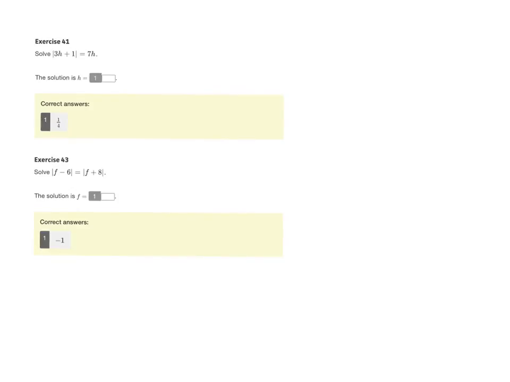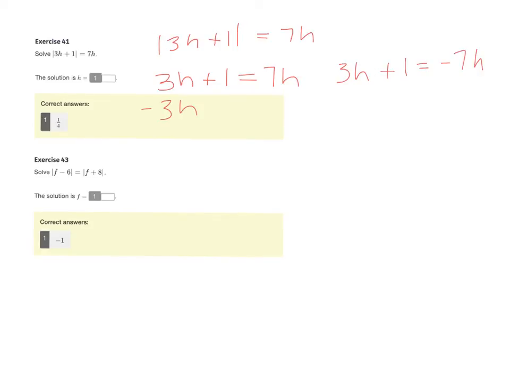Problem number 41, I'm going to have the absolute value of 3h plus 1 is equal to 7h. So I'm going to have 3h plus 1 is equal to 7h, and I'm going to have 3h plus 1 is equal to the opposite of 7h, which is negative 7h. Now what I'm going to do is minus 3h on both sides here. That gives me 1 is equal to 4h. Divide both sides by 4. H is equal to a quarter.